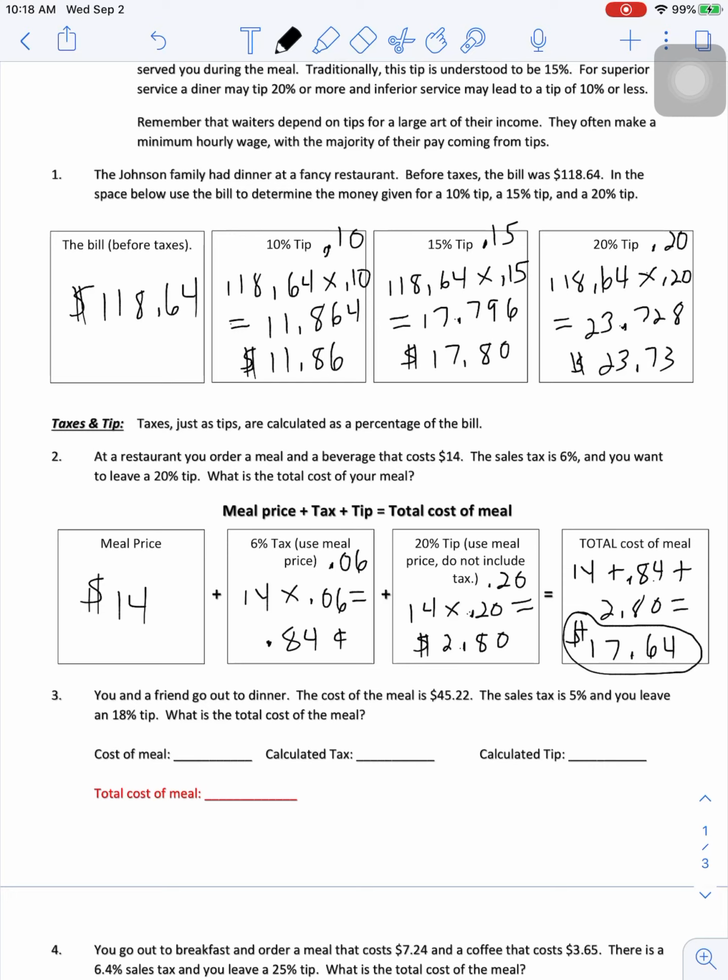Okay, so that's tipping in a nutshell. Your homework is to complete the rest of the worksheet.